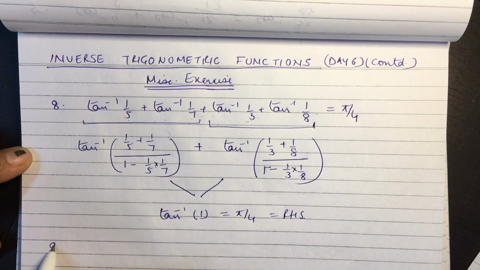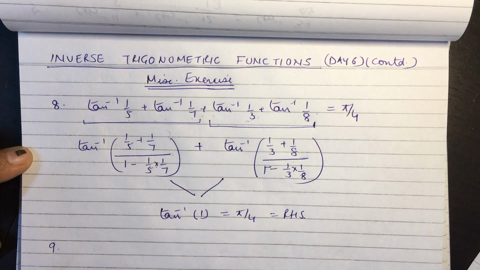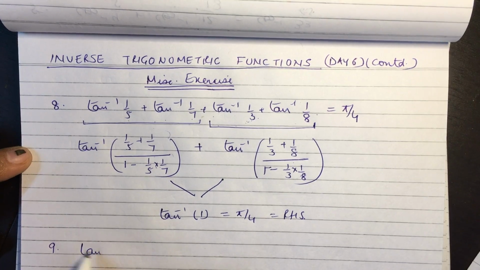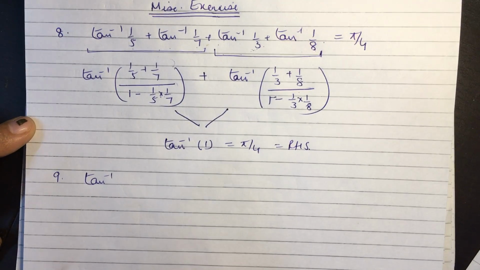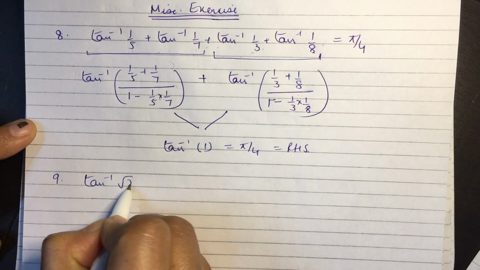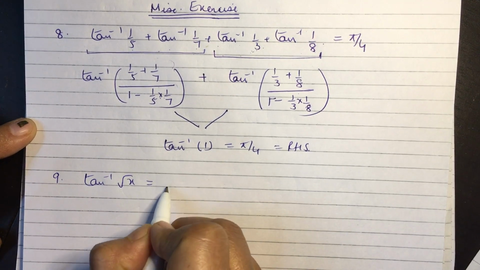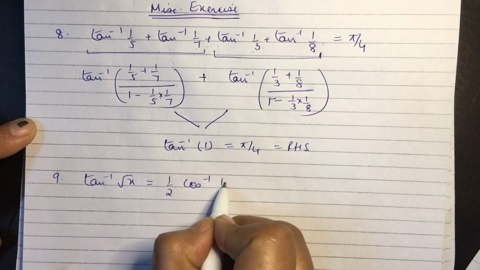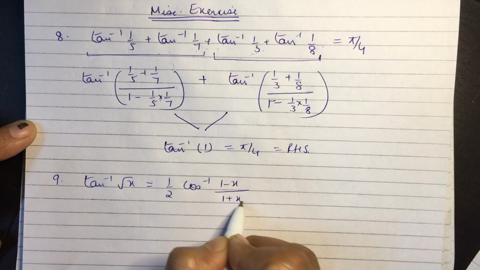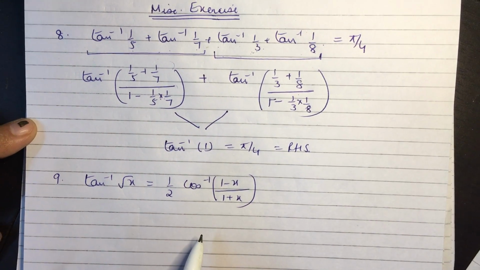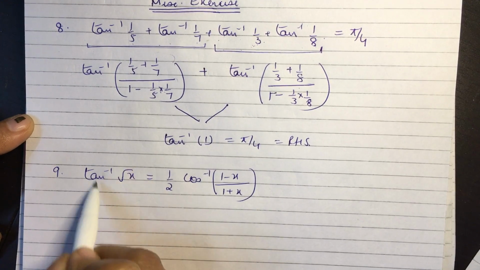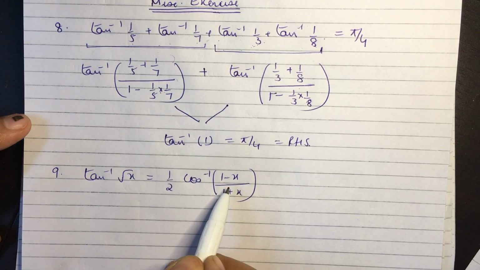Now let's start question number 9. Now here in this case, what we are required to do is we have to prove tan inverse root x equal to half of cos inverse of 1 minus x upon 1 plus x. Now we proceed the same way. We assume the left hand side to be t and do the needful.